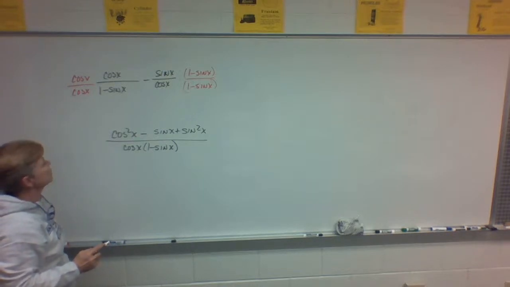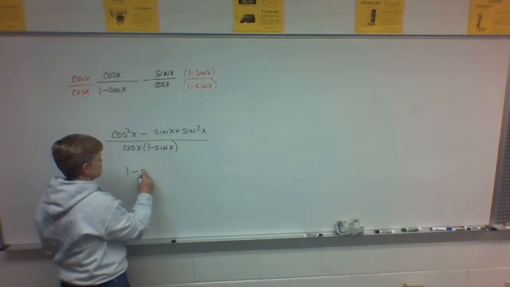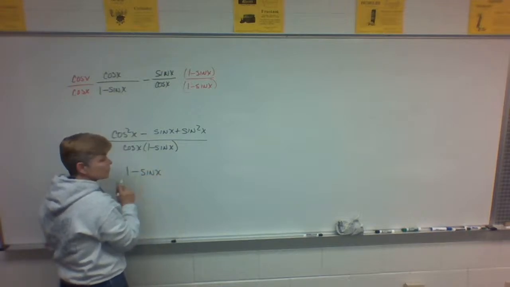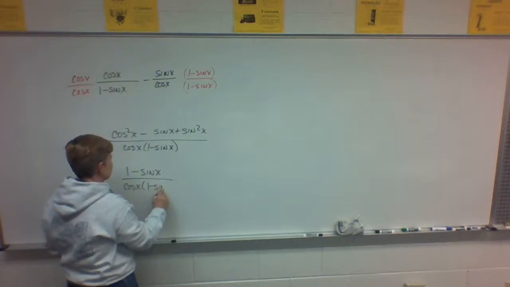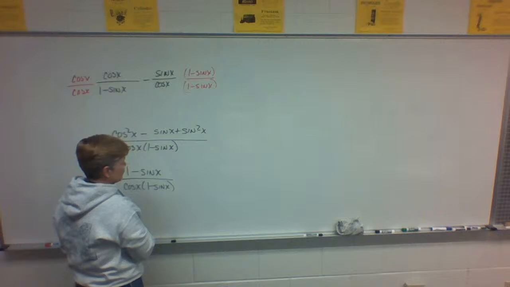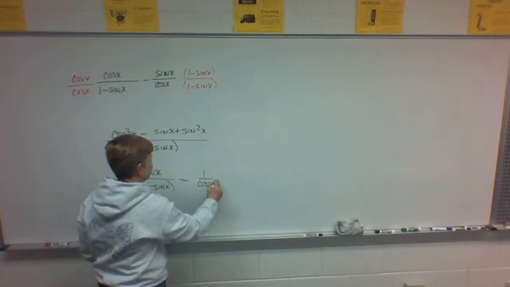Oh, and look what we have. 1 minus sine. Do you see it? You do? Over cosine times 1 minus sine. That's 1 over cosine. And that's secant.